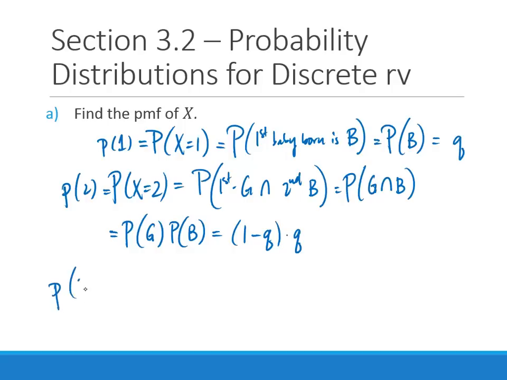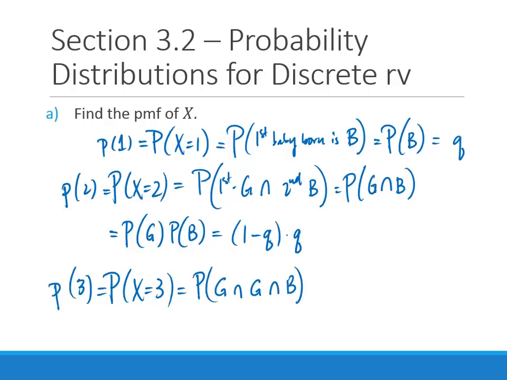Okay, so let's keep going here. Little p of 3 is the probability that X equals 3. For the first boy baby born to be the third one, that means we need to get a girl first, the second baby to be a girl again, and then the third baby to be a boy. So you can kind of see where this is going. Again, we have independence, so we can multiply these together. And so we just have (1 minus Q) squared times Q.